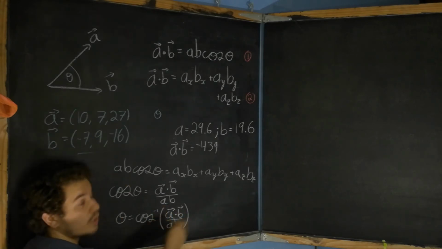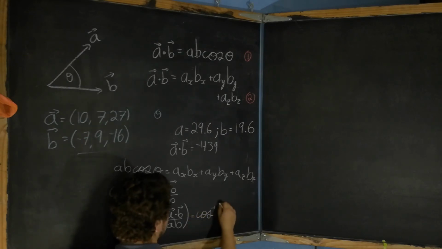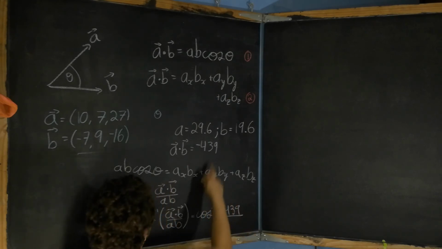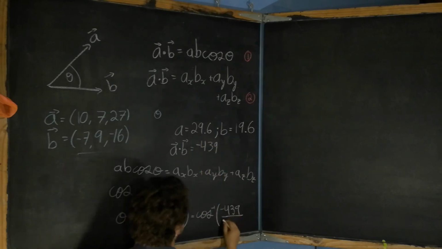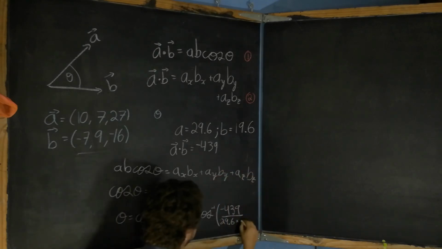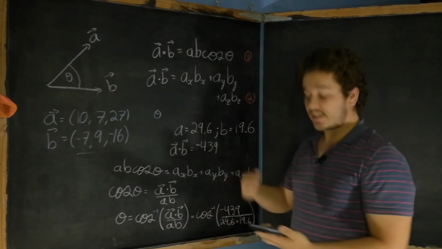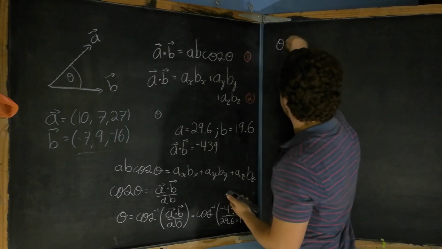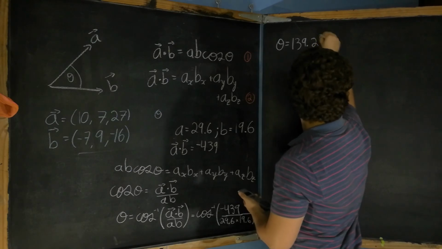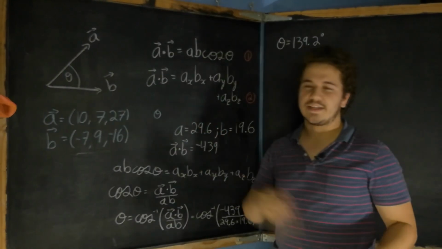These are all things we already know. So this is equal to the inverse cosine of minus 439 divided by the multiplication of these two, that is 29.6 times 19.6. We substitute this in the calculator, and this will give us that theta equals 139.2 degrees. That's a simple example of how we can use the dot product to calculate something about two vectors.